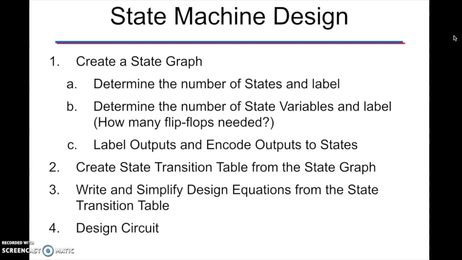Once we've created that state graph, we then have to create a state transition table. That state transition table is going to look a little bit similar to what we've done with K-mapping, but it's going to allow us to write and simplify our design equations from the original circuit. And then it's going to allow us to design our circuit with our simplified logic.